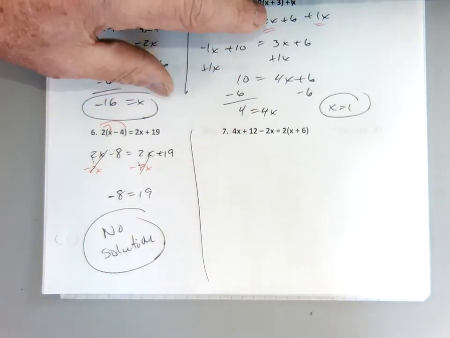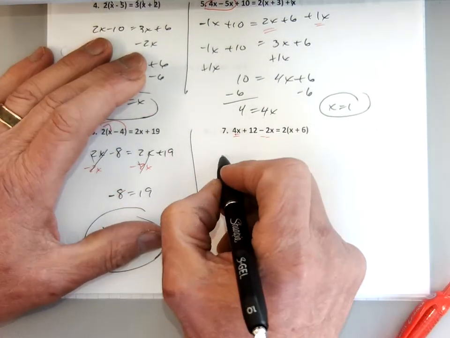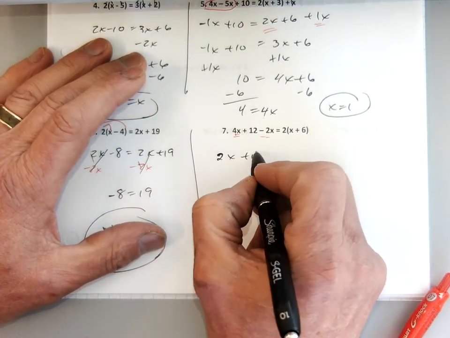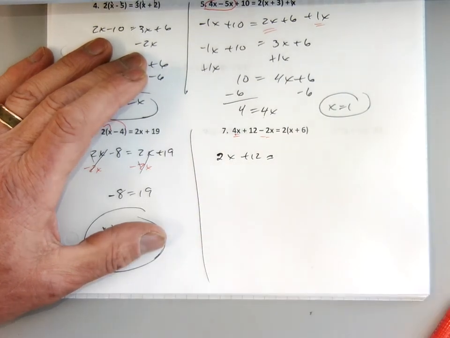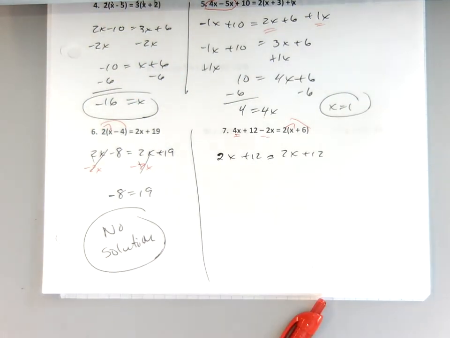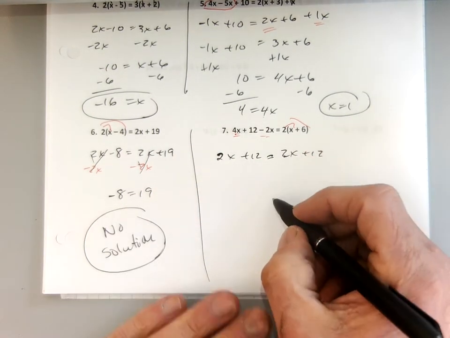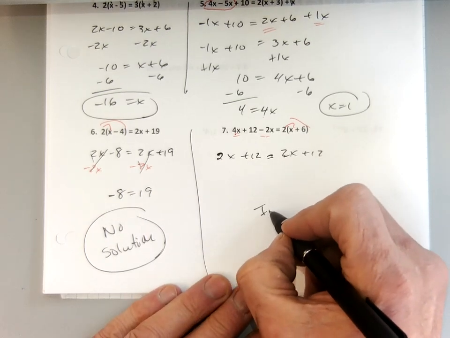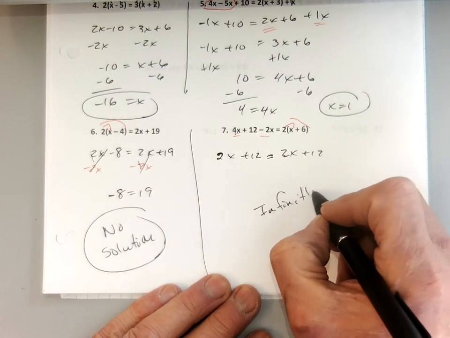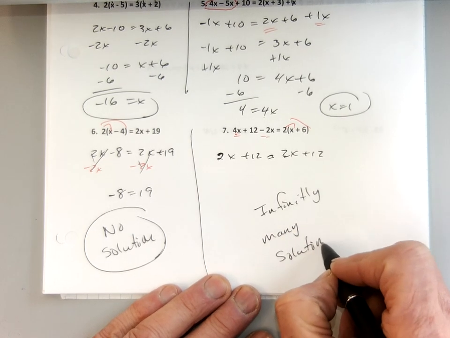Okay. Number 7, cruising along. Again, pause the video anytime you think I'm going too fast. That's fine. I'll combine these two, and I'll get a 2x plus 12. And on the other side, I'll distribute. This times this, and I get a 2x plus 12. Wait a minute. 2x plus 12 equals 2x plus 12. It's the exact same equation. So in this case, every possible x will always be equal because it equals itself. So we're going to say that the solution is infinitely many solutions. There you go.